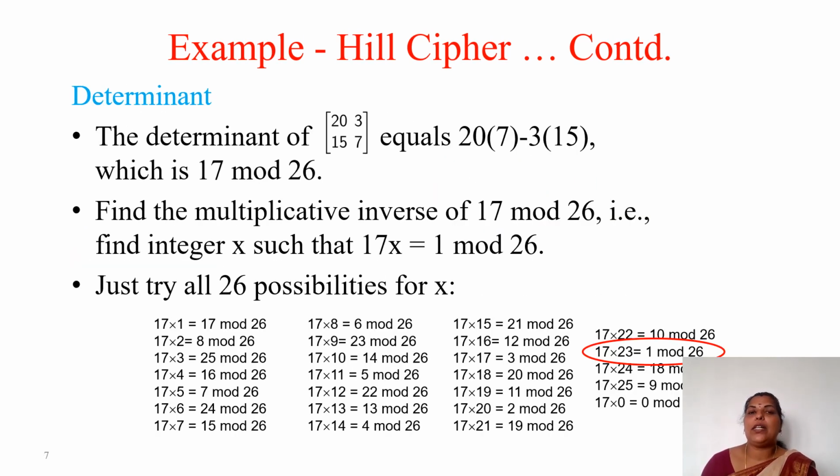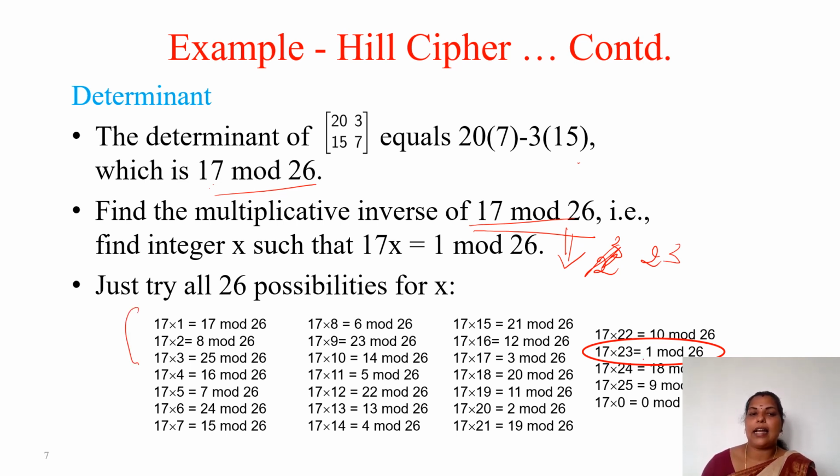Here you see the determinant of 23, 15, 7, 20 is equal to 20 into 7 minus 3 into 15, which is 17 mod 26. Then we have to find the multiplicative inverse of this, 17 inverse mod 26. In the previous presentation I gave you this problem to find the inverse using the extended Euclidean algorithm. You know the result, and I have already shown you using the calculator. So 17 inverse mod 26 is 23, not 2 power 3, it is 23. So 17 into 23 is equivalent to 1 mod 26.